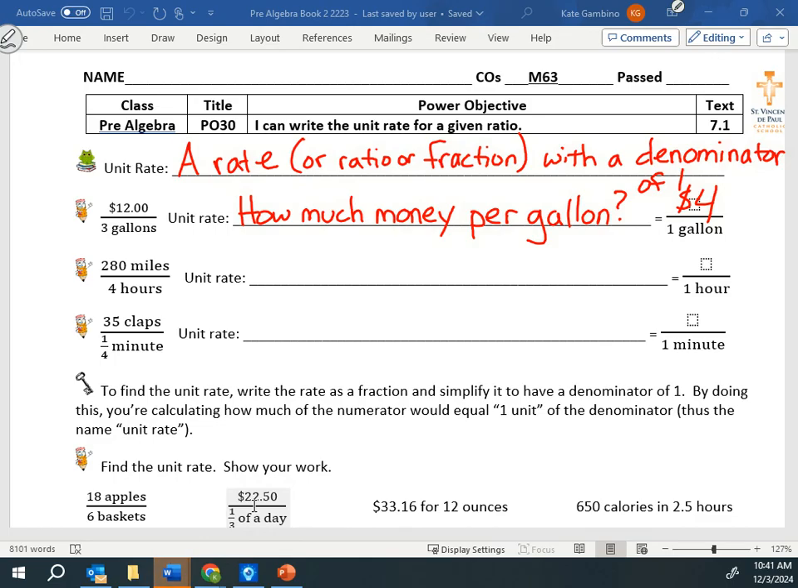All right, so 280 miles in 4 hours. So if I'm driving, I know it's going to take me 4 hours to go 280 miles. Well, how many miles per hour? So what is my rate of speed? What do I want to put my speedometer at? What can I set my cruise control at so I can go 280 miles in 4 hours? When we are driving, that speedometer tells us how fast we're going per hour, miles per hour, the MPH.